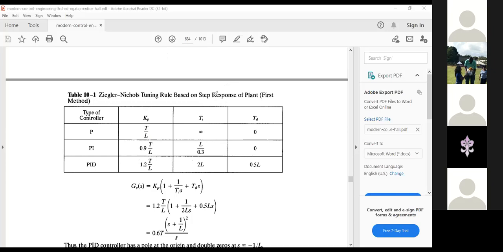Whether the transfer function is known or not is not an issue. If the transfer function is known, then we can work out an analytical value, and we can work out T and L and D analytically. If the transfer function is not known, then all we do is plot the graph, like I said before, draw the tangent line, find the K, find the L, and find the T.